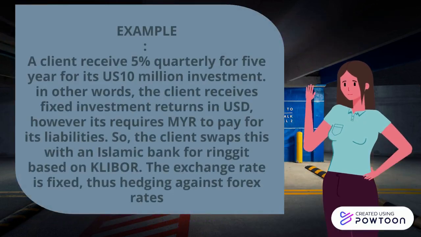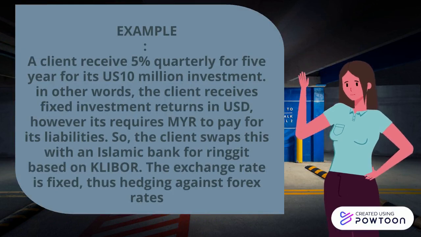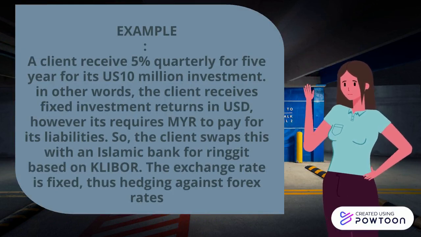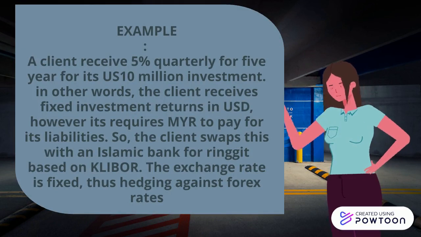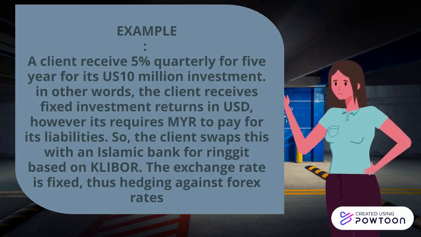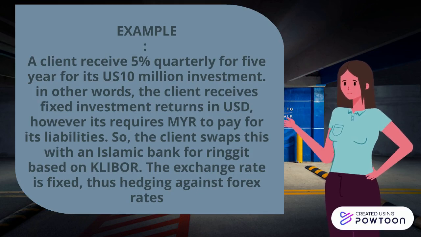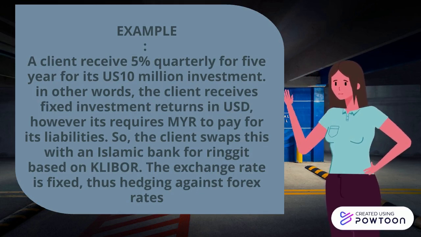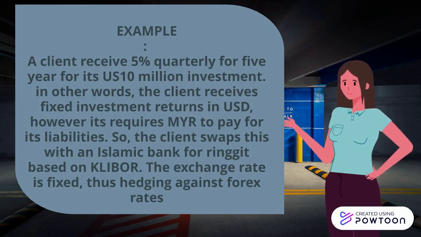A client receives 5% quarterly for 5 years for its $10 million investment. In other words, the client receives a fixed investment return in USD. However, it requires Malaysian ringgit to pay for its liability. So the client swaps this with an Islamic bank for ringgit based on LIBOR.